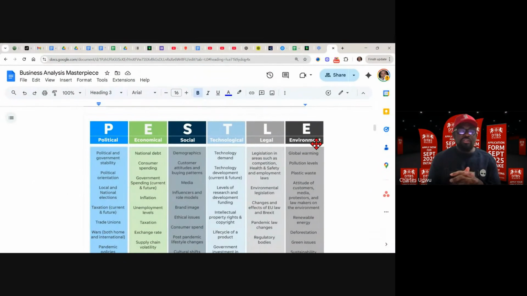In our own case, we're in the social media industry, which is a chant up, and we want to use PESTLE analysis to understand the social media industry in Nigeria. Then you look at what the political factors affecting that industry are. You see here political and government stability, political orientation, local and national elections, taxation, current and future.